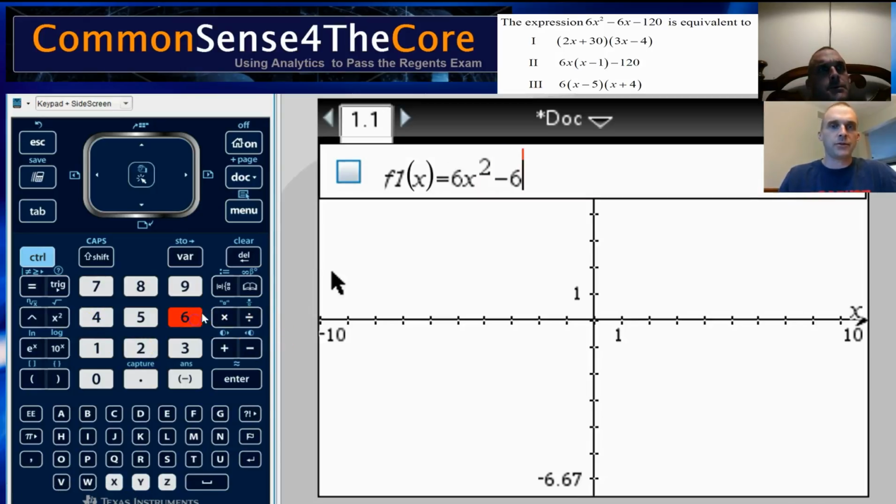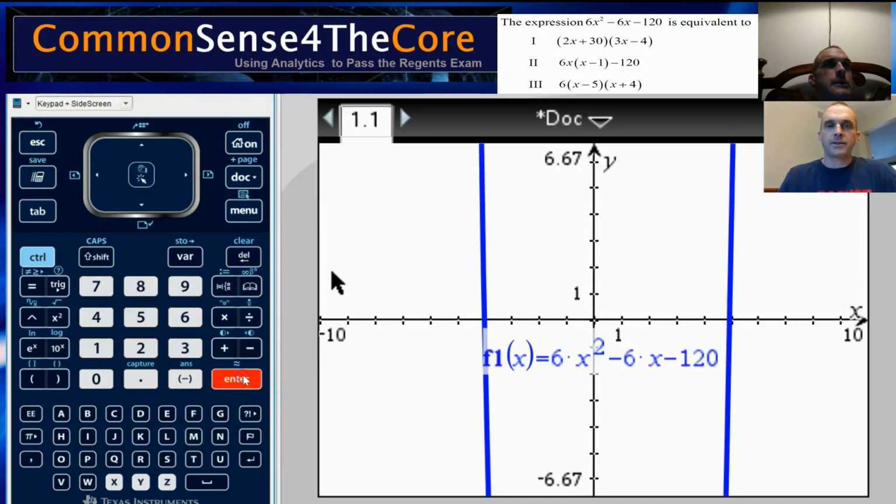But when it comes down to June, this question is going to mean the difference between passing or failing. I'm going to be aware of every opportunity that I have. I start by graphing the polynomial 6x squared minus 6x minus 120. And the concept to keep in mind here is that equivalent means they have the exact same value, but they may look different.